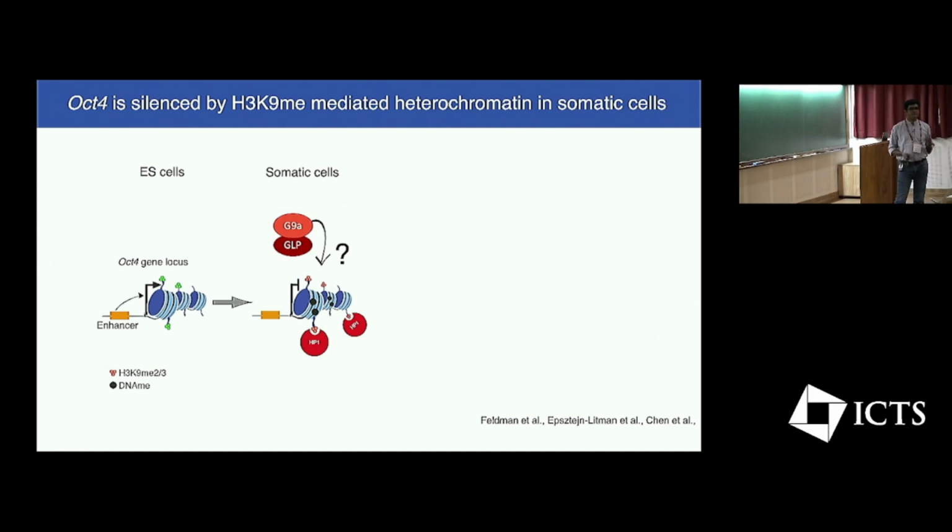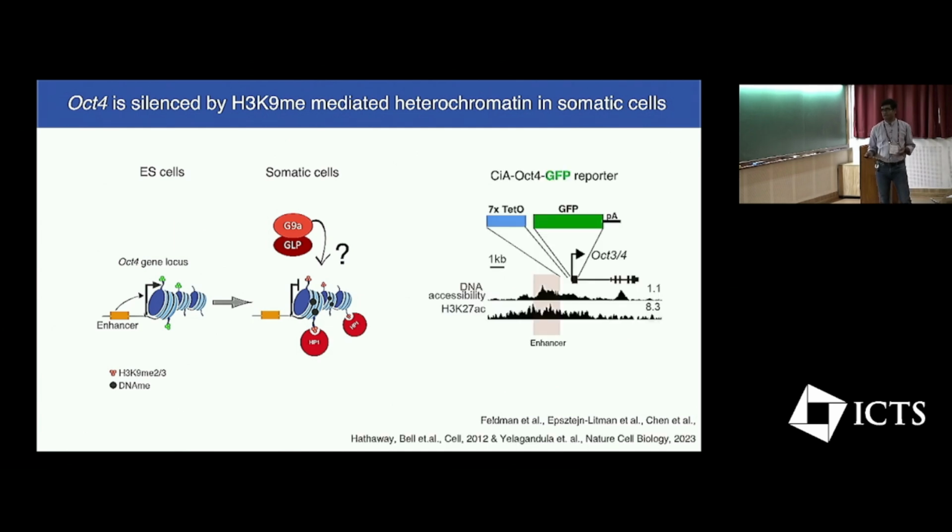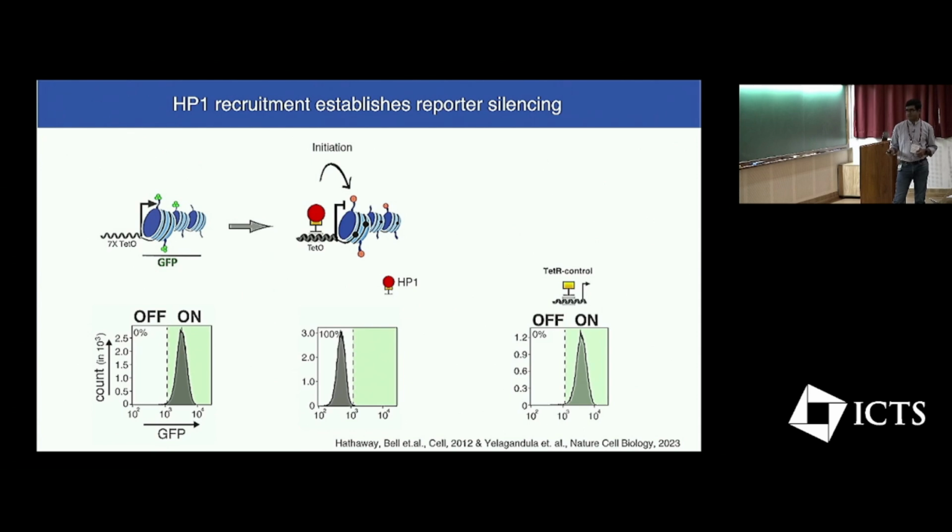Since it is already a target of H3K9 methylation, what we did is we replaced one exon of OCT4 with the GFP with the poly A, and in between the enhancer and the promoter, we inserted the 7x TetO binding sites. And since OCT4 is a haplosufficient gene, even if we perturb or disrupt one allele, the pluripotency of the cells is not affected.